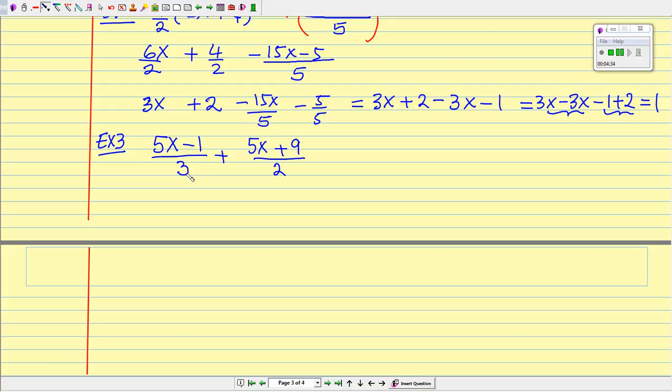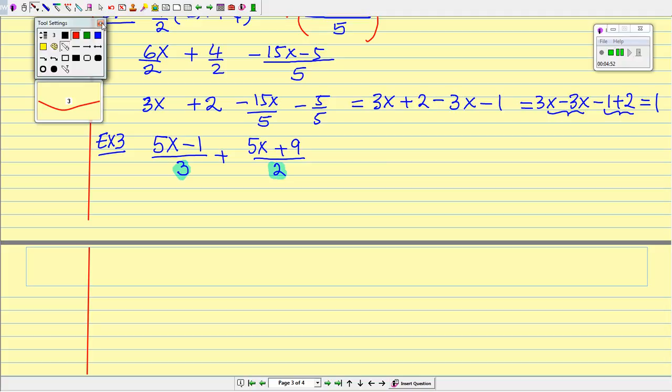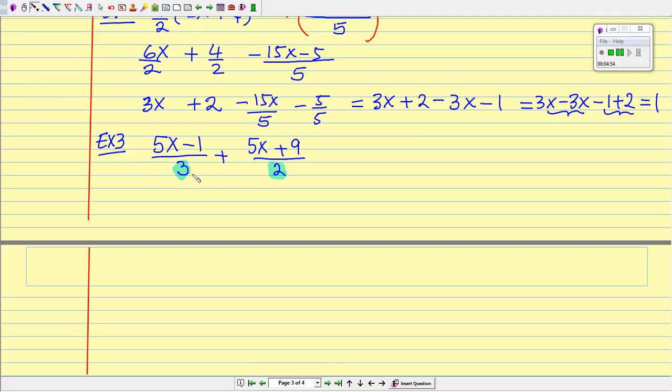So here we can see that these two fractions don't have the same denominator. We cannot add two fractions if they don't have the same denominator. So what we're looking for is a common denominator. In this case, 3 and 2 are prime numbers, so the product of 2 and 3 is called the least common denominator. So we multiply the 2 primes, so the product will be 6.